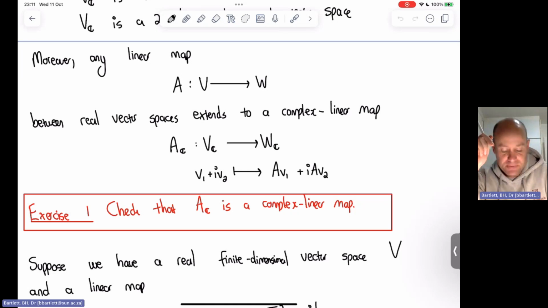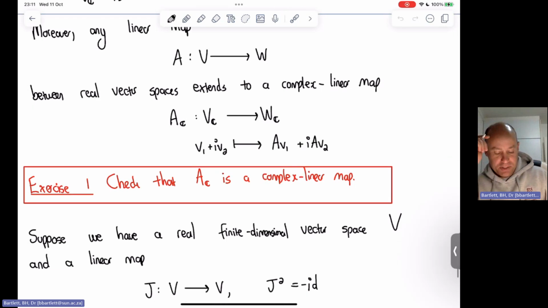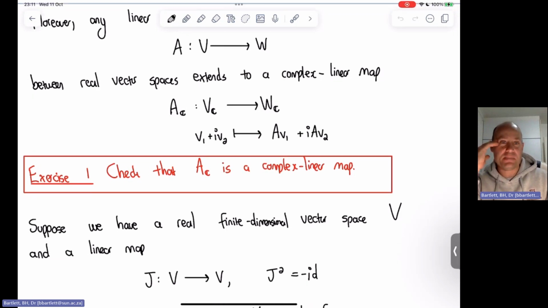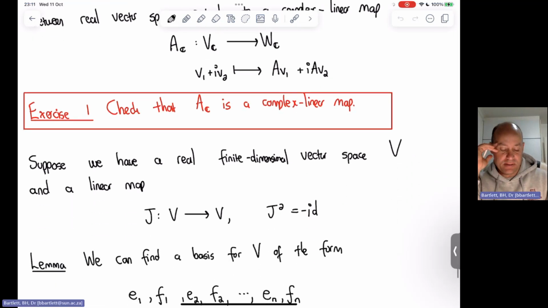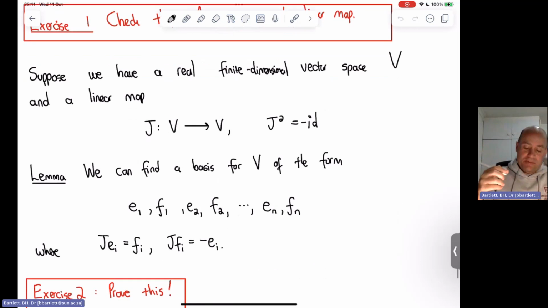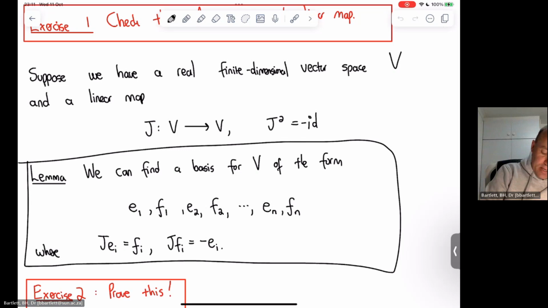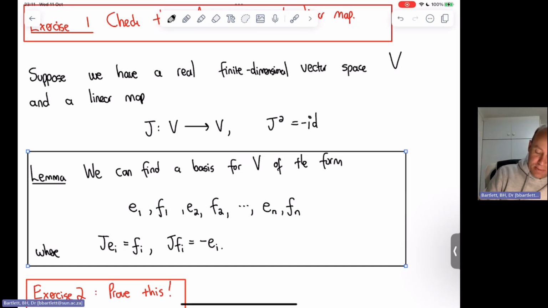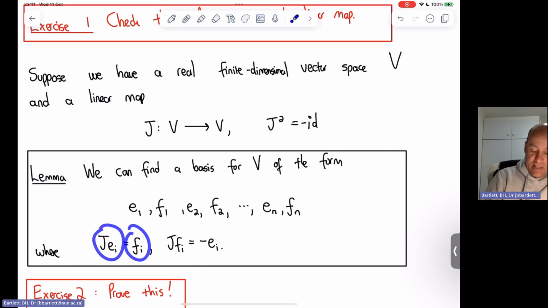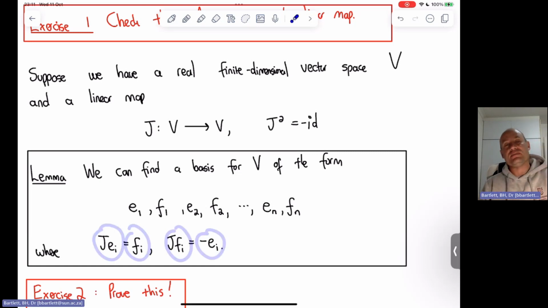Okay, so suppose we've got a real finite dimensional vector space V and a linear map J from V to V, which squares to minus the identity. So here's a nice little demo. In that situation, we can find a basis for our vector space V of the form e1, f1, e2, f2, dot dot dot, en, fn, where J will send the e's into the f's, and J will send the f's into minus the e's.